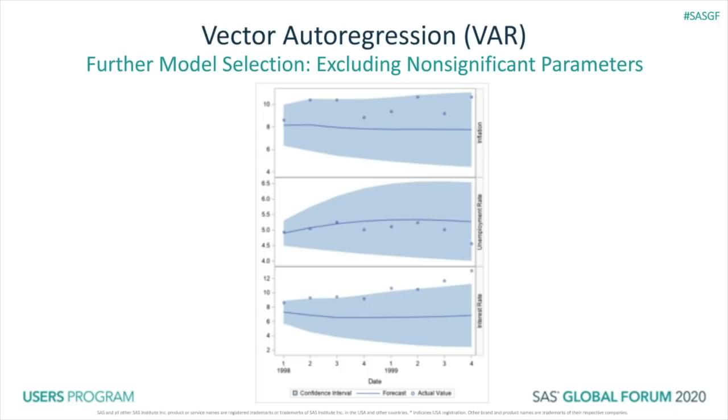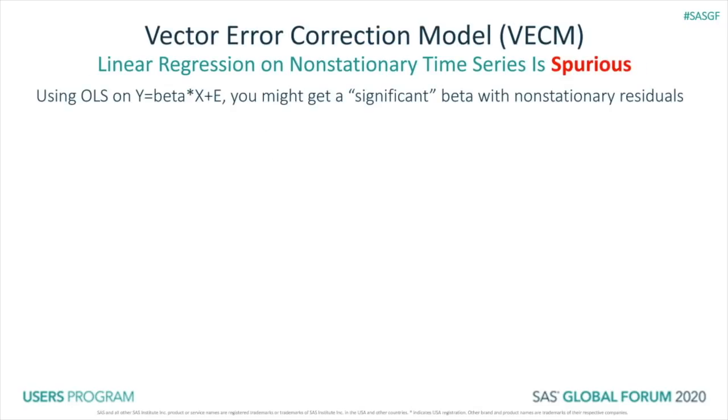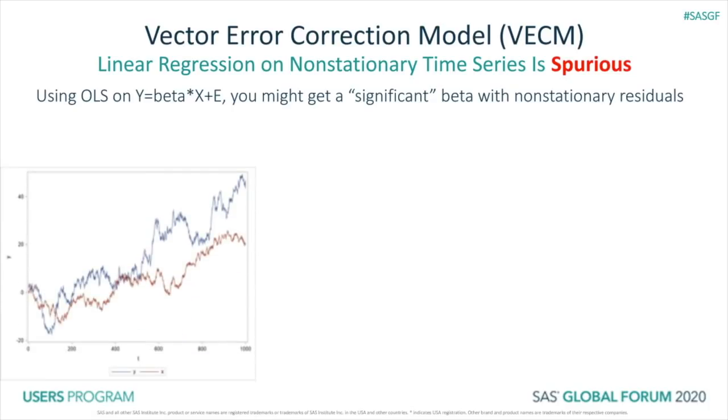Now let's shift gears to the vector error correction model. One interesting fact is that in the real world there are lots of non-stationary time series, but most of the models are for stationary time series. What's wrong with non-stationary time series? Let's see. These two time series are not stationary. They seem to share some common trend.